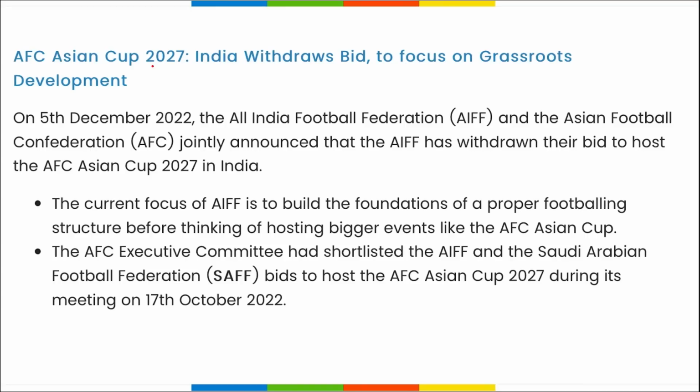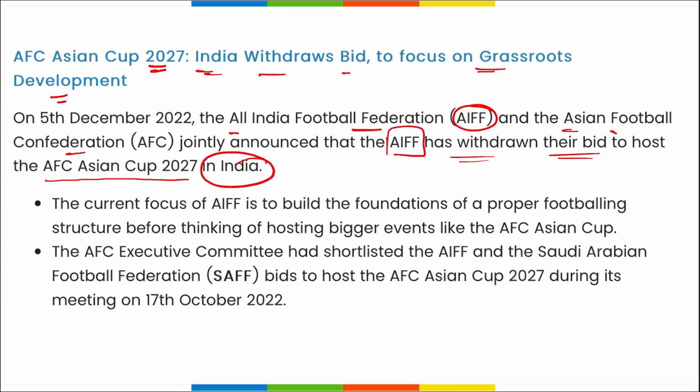Next is AFC Asian Cup 2027. India withdraws the bid to focus on grassroots developments. AIFF, that is All India Football Federation, and the Asian Football Confederation jointly announced that AIFF has withdrawn their bid to host the AFC Asian Cup 2027 in India. The current focus of AIFF is to build the foundations of a proper footballing structure before thinking of hosting bigger events like AFC Asian Cup.